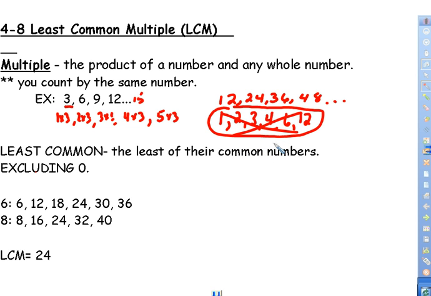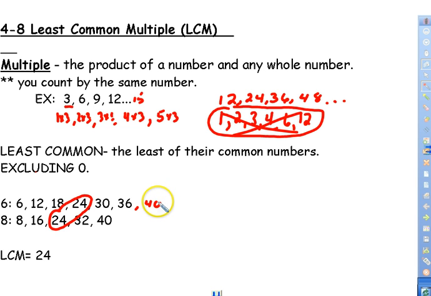When they say the least common multiple, that is when we're going to compare the multiples of two numbers. So the least of their common numbers, and again excluding 0. So we would be looking at, for the 6, 6, 12, 18, 24, 30, 36, and so on. And when we look at these, we see that the 24s are the first numbers that are common. This one would then be 40.